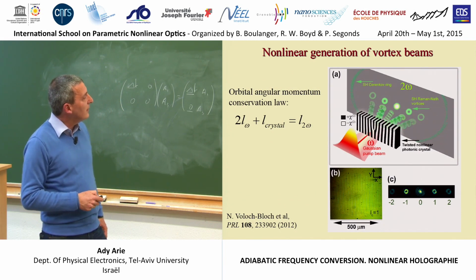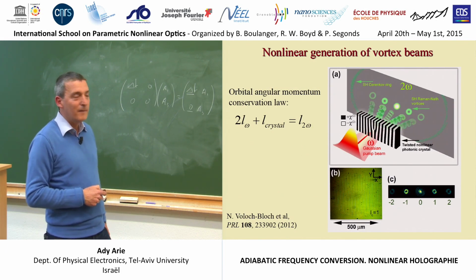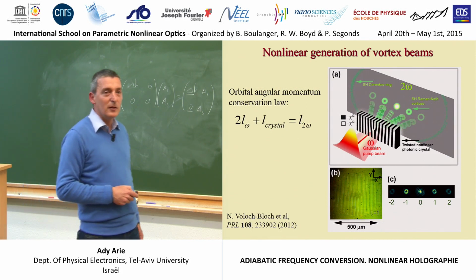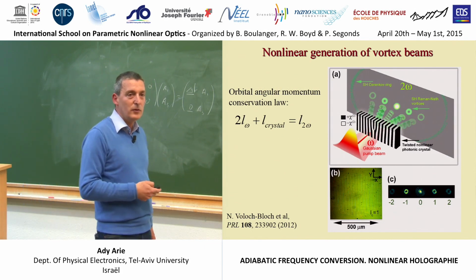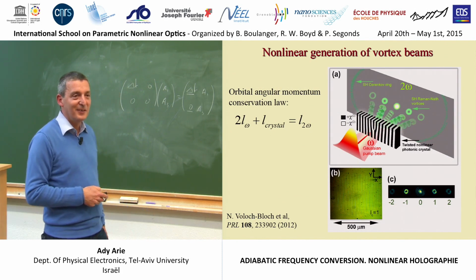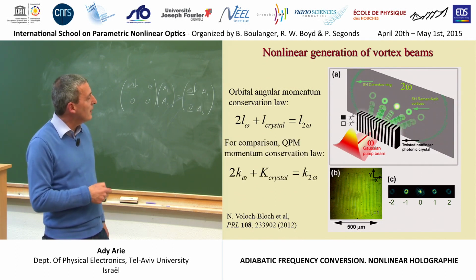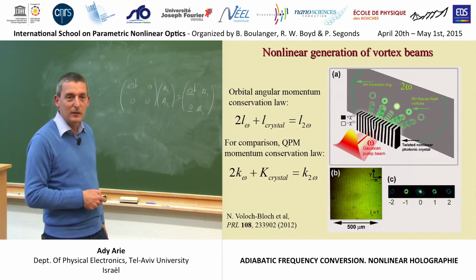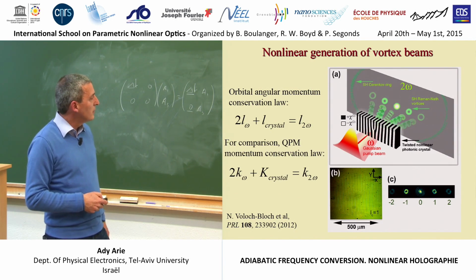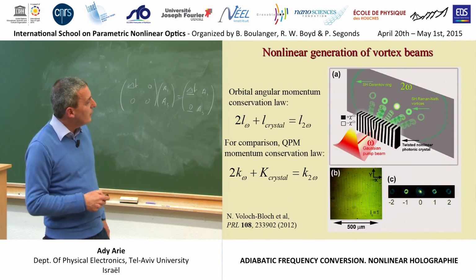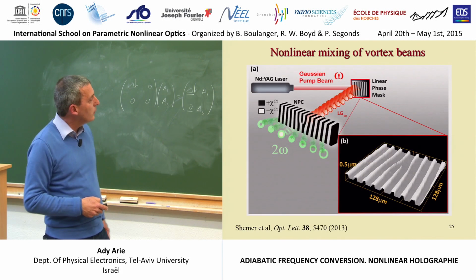And also there is a very nice conservation law. So twice the orbital angular momentum of the fundamental plus the orbital angular momentum of the crystal is the orbital angular momentum of the second harmonic. I don't know if this reminds you of a different phase matching process. The regular QPM has the same shape, but instead of the orbital angular momentum, here I have the linear momentum. So it's exactly the same, but instead of K, I have here L. And in this case, this is with L equals 0, but it also works with L which is not 0.